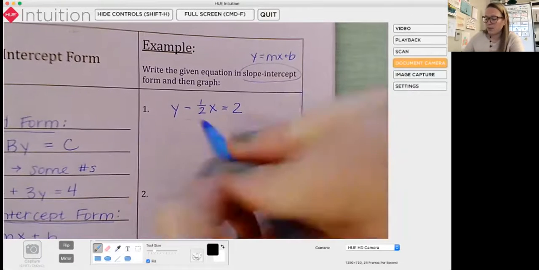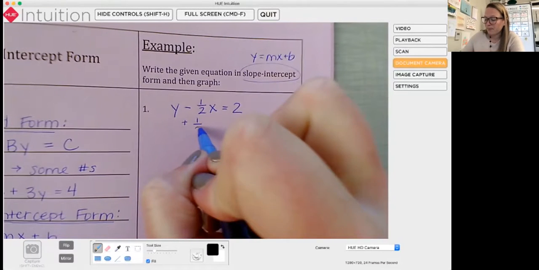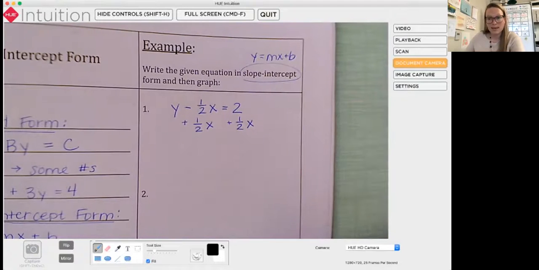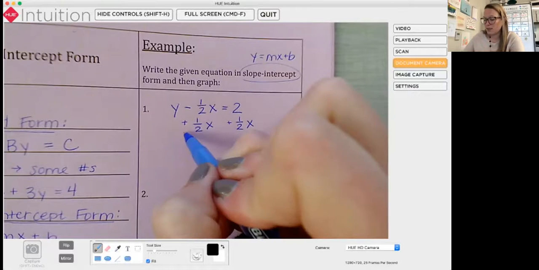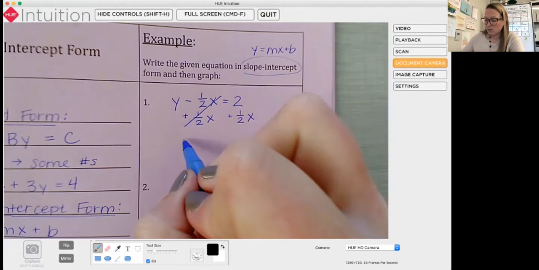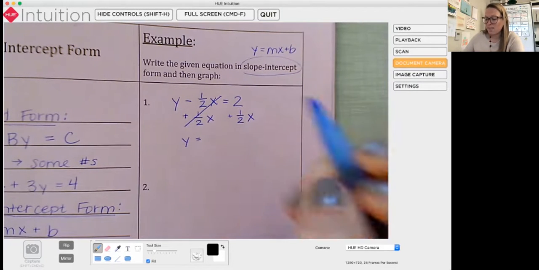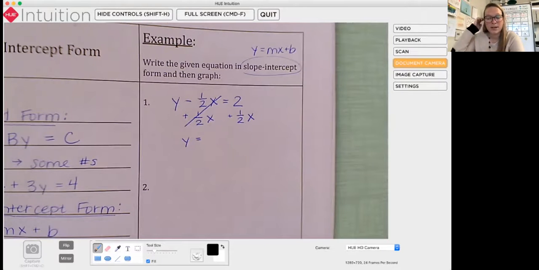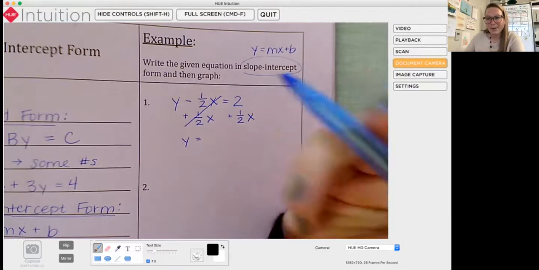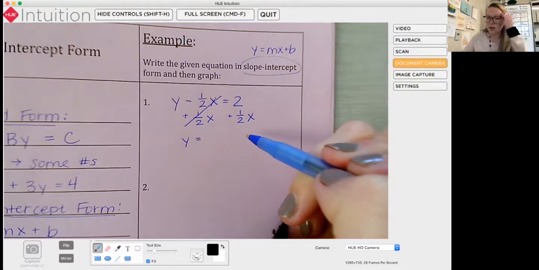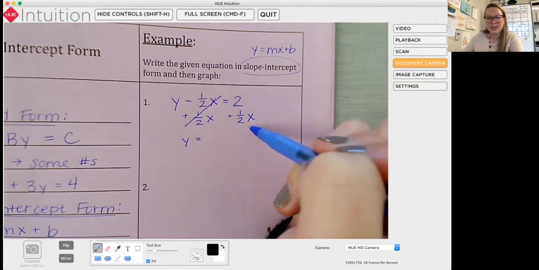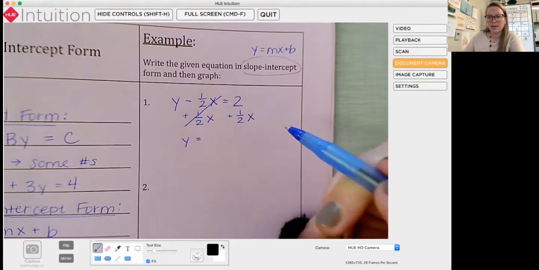So what we're going to do is we're going to add 1/2 x to both sides. We need to get rid of this entire thing. What this will do is these will cancel. So I'm left with just y on this side. And then I need to somehow get these together and combine them on one side. Now, I cannot actually add these together because 2 and 1/2 x are not like terms. So your answer here is not going to be 2 and 1/2 x, okay?